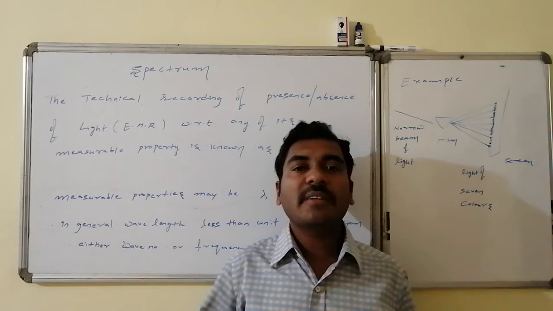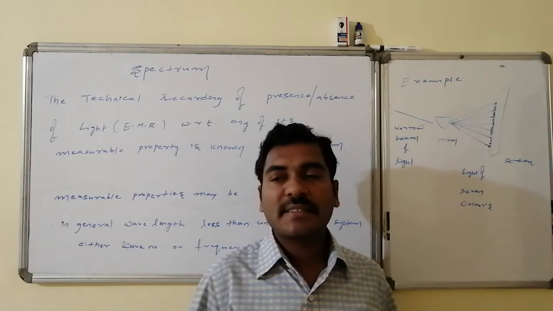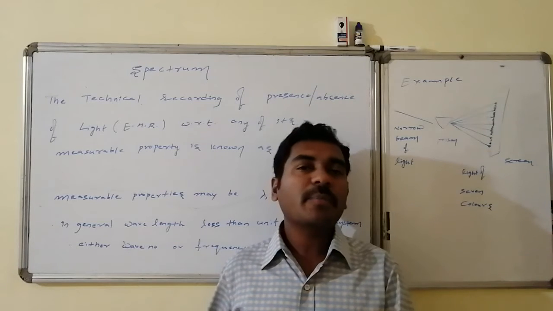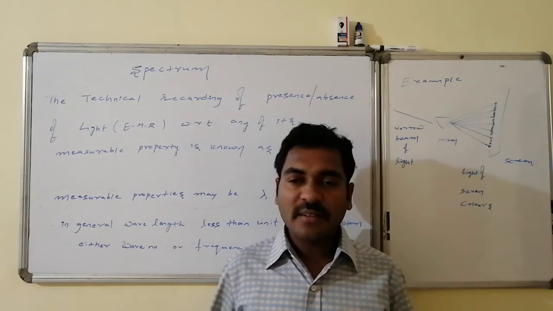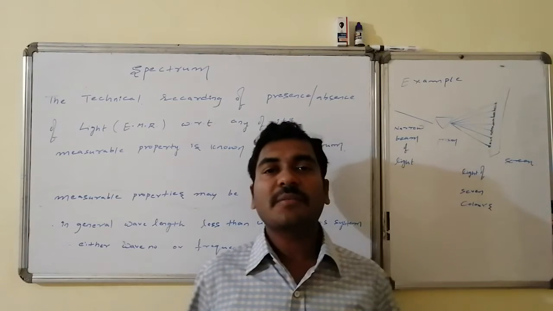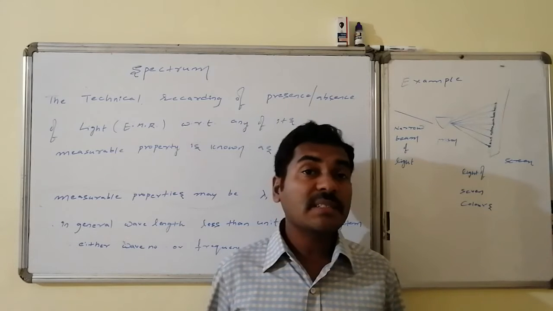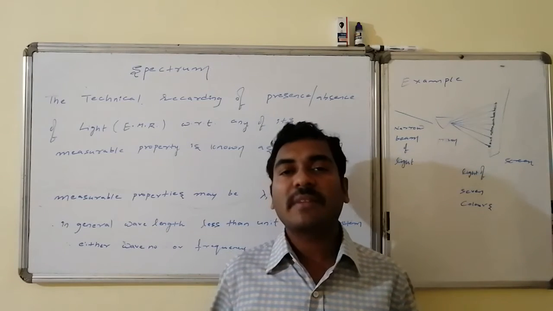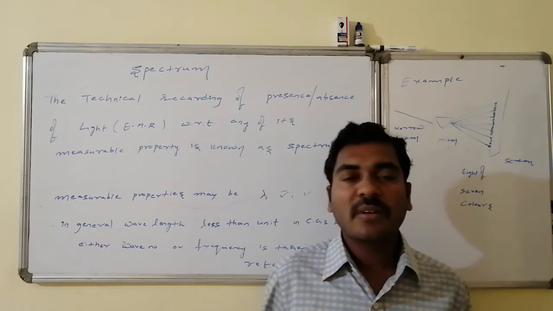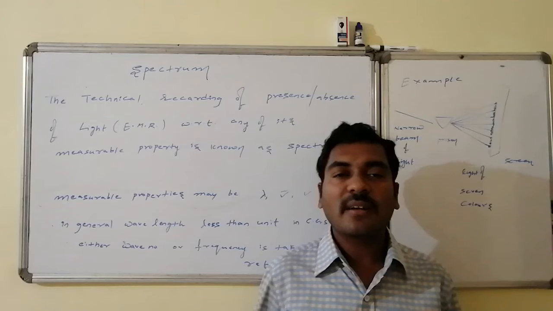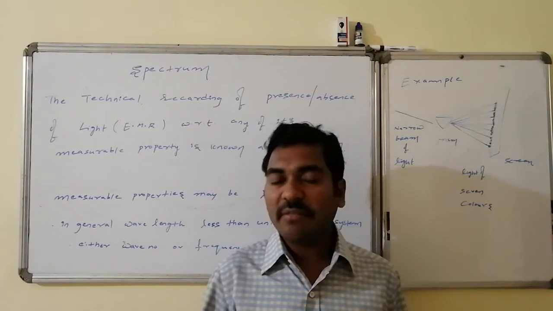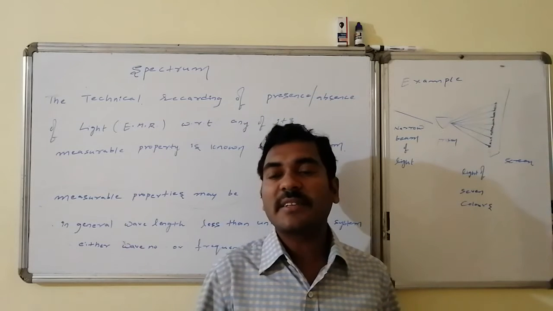Light has many measurable properties, which are known as characteristic properties like wavelength, wave number, frequency. Any of the properties can be taken as reference, that is presence or absence with respect to wavelength, presence or absence with respect to wave number, presence or absence with respect to frequency. Thus, the technical recording of presence or absence of electromagnetic radiation or light with respect to any of its measurable properties like wavelength, wave number or frequency is generally said to be the spectrum.